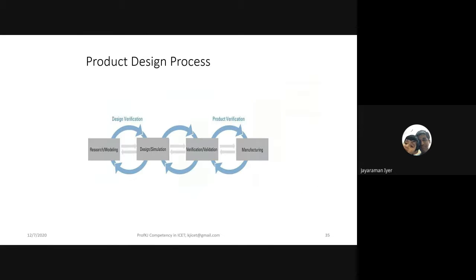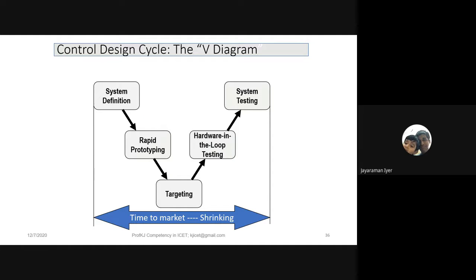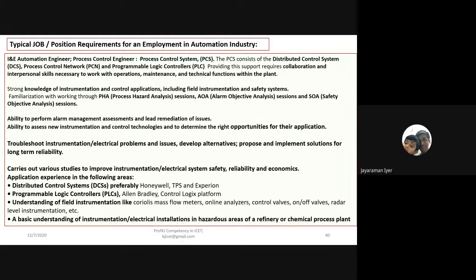Okay, product design process, I will postpone this actually. I'll just tell you about the automation, in another 3 slides, Jyoti. Please give me time. Okay, the job position.